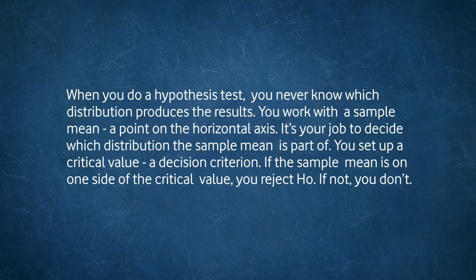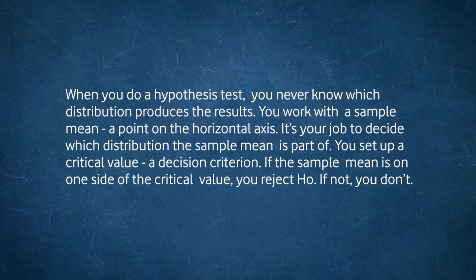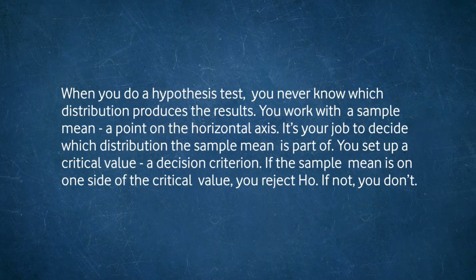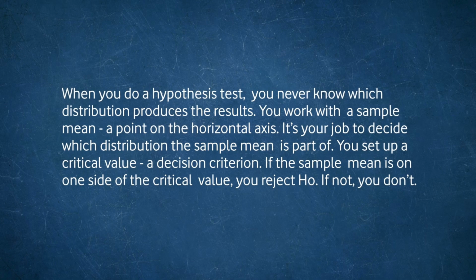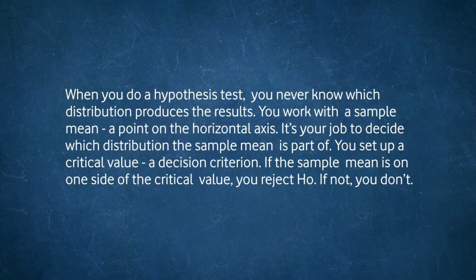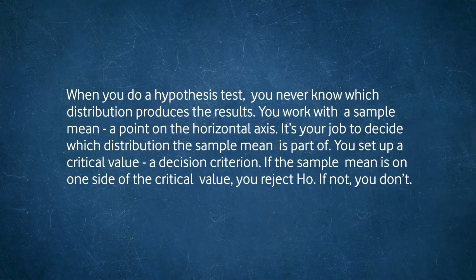Theoretically, when you test a null hypothesis versus an alternative hypothesis, each hypothesis corresponds to a separate sampling distribution, and when you do a hypothesis test, you never know which distribution produces the results. You work with a sample mean, a point on the horizontal axis. It's your job to decide which distribution the sample mean is part of. You set up a critical value, a decision criterion. If the sample mean is on one side of the critical value, reject the null hypothesis. If not, you don't.